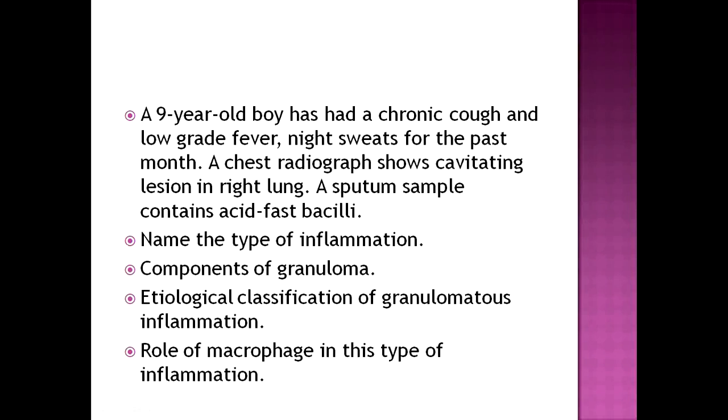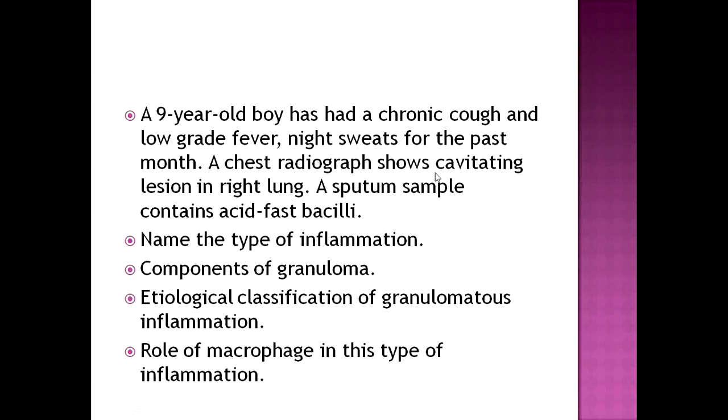Here is the case scenario. A 9-year-old boy has had a chronic cough, low-grade fever, and night sweats for the past month. Chest radiograph shows a cavitating lesion in the right lung. A sputum sample contains acid-fast bacilli. So, this patient presents with low-grade fever and chronic cough for the past month. This is a typical scenario for tuberculosis.